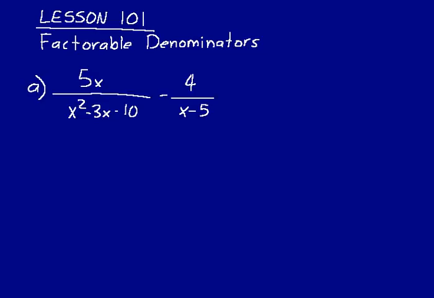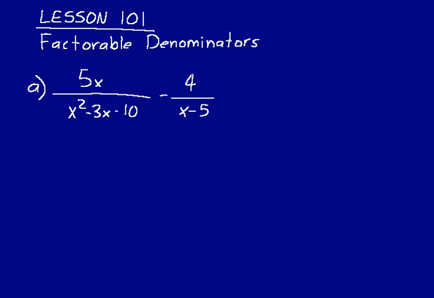Lesson 101 is on factorable denominators, and the best way to learn about these is just to go ahead and do some practice problems. Look at this example here. I want you to simplify that relationship there by adding the two fractions together. Now in these problems they'll be designed so that you can factor that trinomial, and then you'll want to use your least common multiple of the denominators, and that way you can add the fractions together.